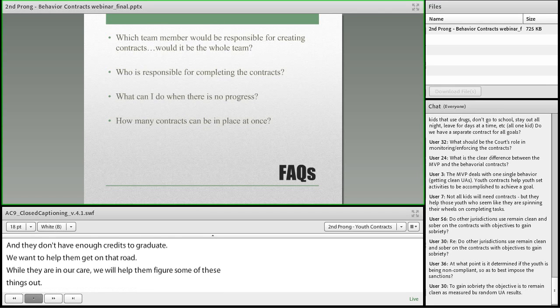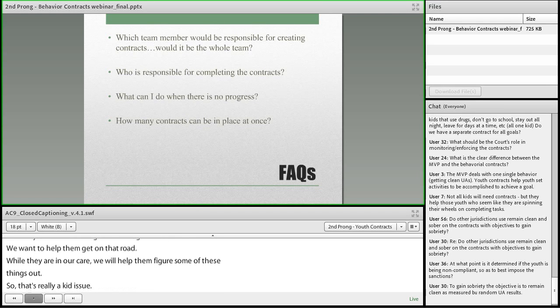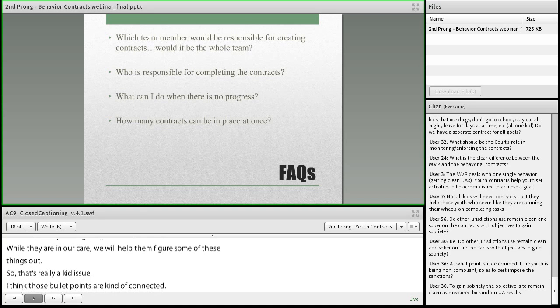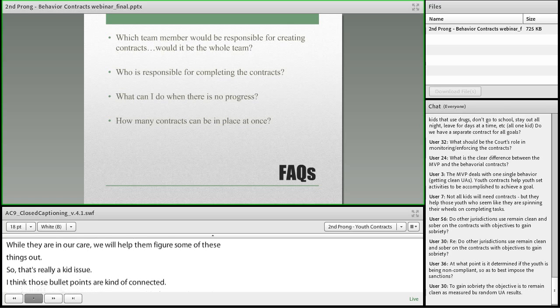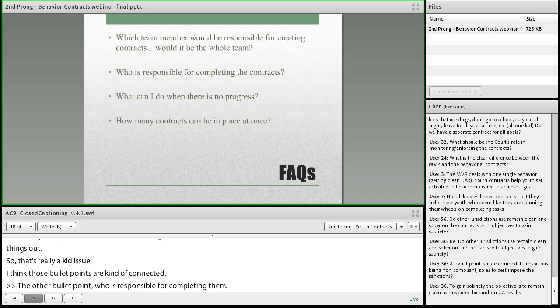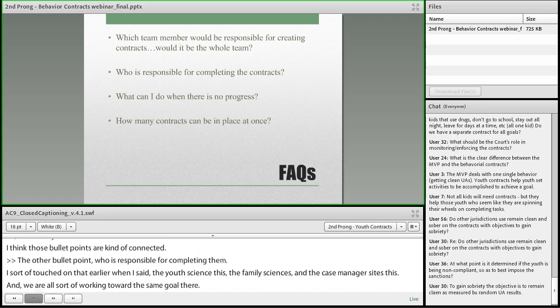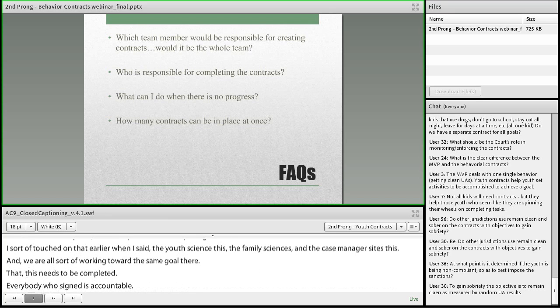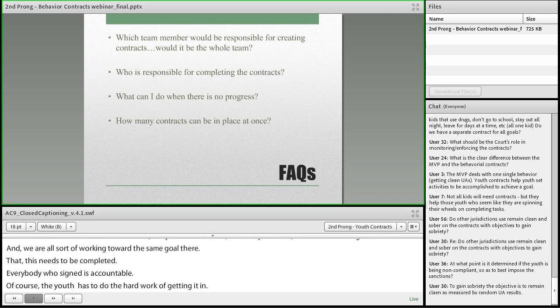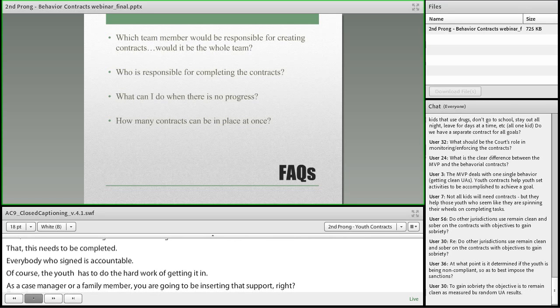The other bullet point: who's responsible for completing them? I touched on that earlier when I said the youth signs this, the family signs this, and the case manager signs this. We're all working towards the same goal, that this needs to be completed. So everybody who signed is accountable. Of course, the youth has to do the hard work of getting it in. But as a case manager or a family member, you're going to be inserting that support. You're going to be monitoring, making sure that stuff gets done. That's what we mean by who's responsible for getting this done.